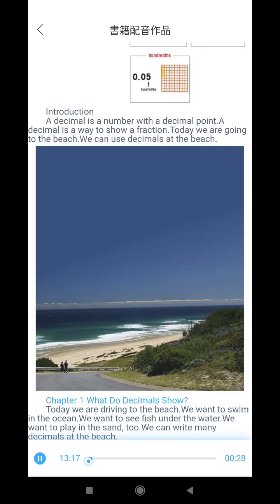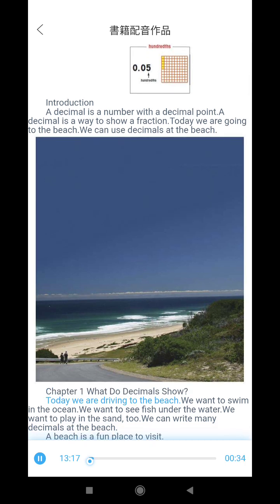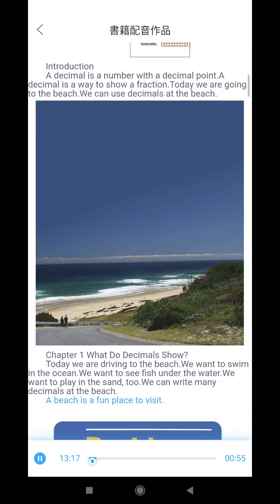Chapter 1. What do decimals show? Today we are driving to the beach. We want to swim in the ocean. We want to see fish under the water. We want to play in the sand too. We can write many decimals at the beach. A beach is a fun place to visit.